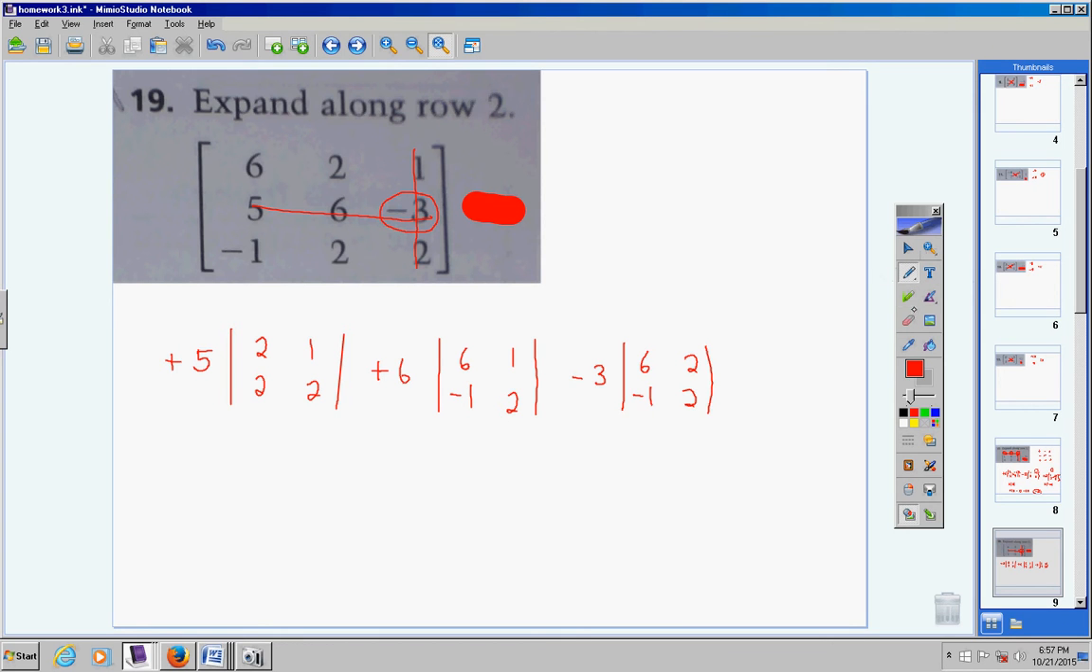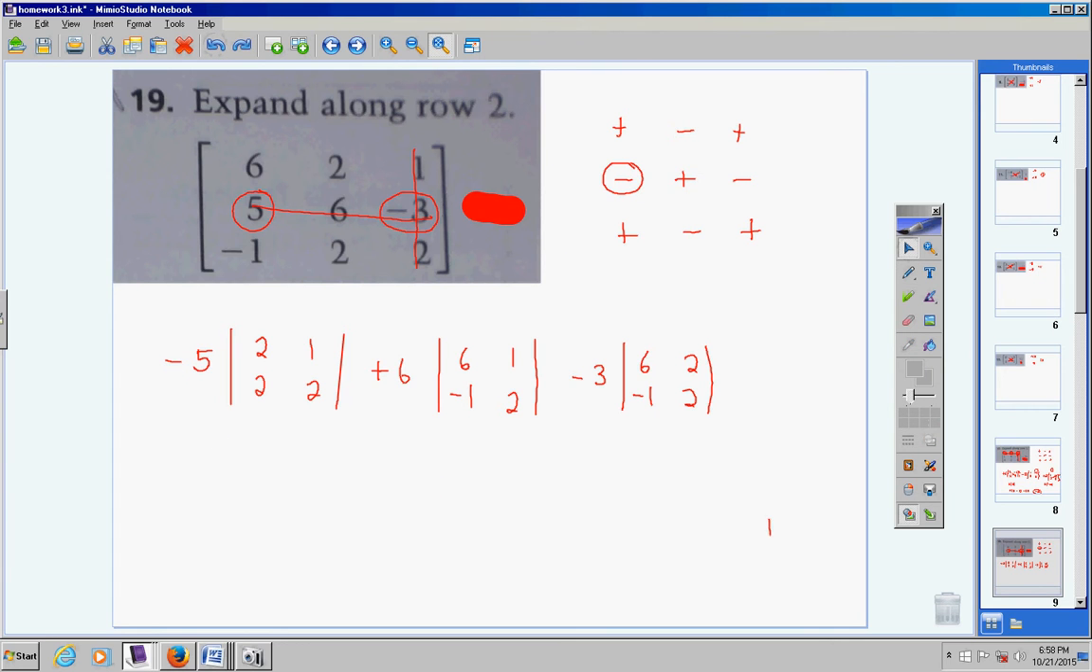Now next, we have to look at our signs that deal with a 3 by 3 matrix. My first number here is 5, right here. And what sign goes with that? Negative does. So I need to put a negative here. So a negative and a positive. Negative times a positive is negative. So we're going to make that a negative.